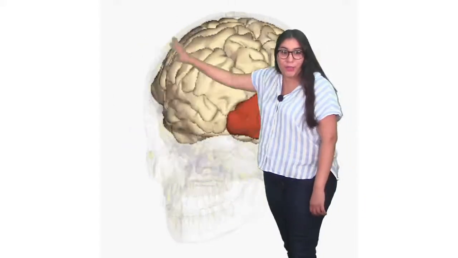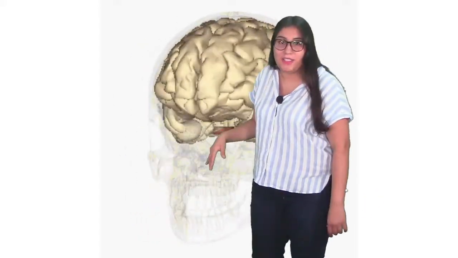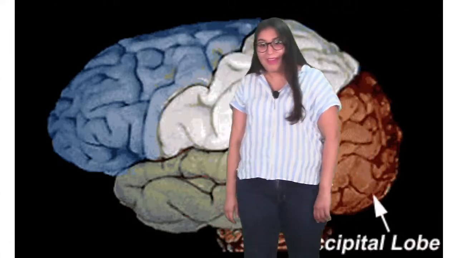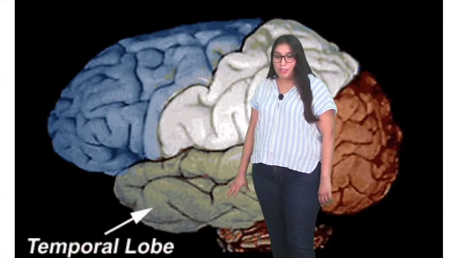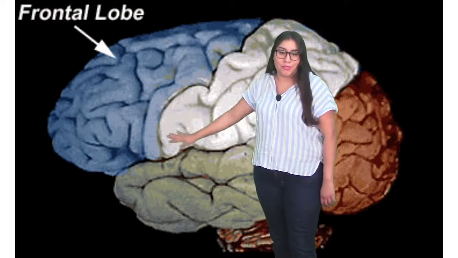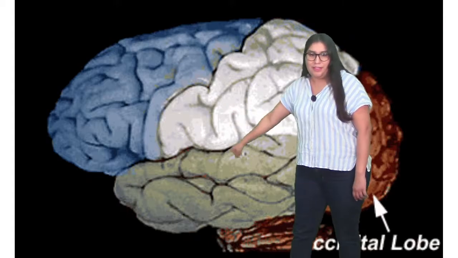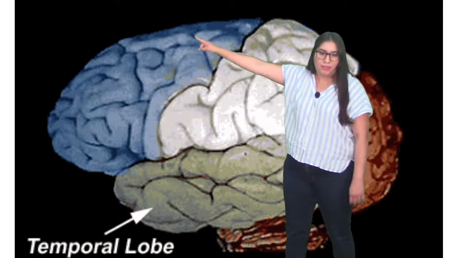And I will show you another image, the last image of the day. This will help you to see all the lobes. Right here we have the parietal lobe, the occipital lobe, the temporal lobe, the frontal lobe.